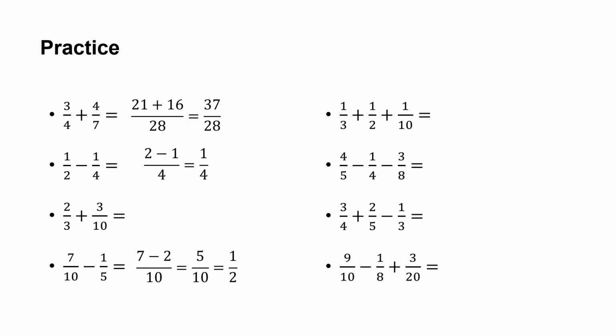Moving on, or moving back, I should say, to the 2/3 plus 3/10. The lowest common multiple here is 30. So to get from 3 to 30, we multiply by 10, top and bottom. So that's going to give us 20 over 30. And then to get from 10 to 30, we multiply by 3. So we have to multiply the top by 3 as well. So that's going to give us 20 over 30 plus 9 over 30.